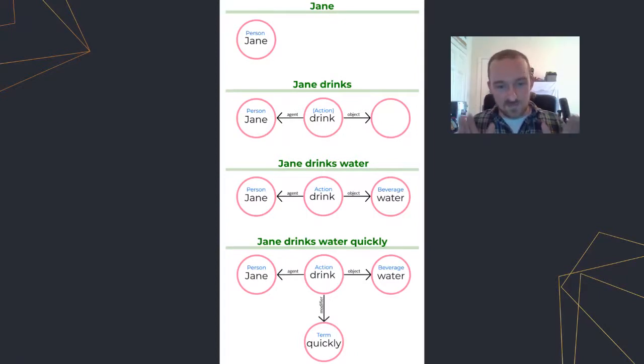When Jane drinks has been said, we know there's some action drinking, and the person Jane is the person doing this action. And we know there must be an object. They must be drinking soup or lemonade or something, but we don't know what that is, which is why there's a blank circle. Jane drinks water. We now know that this blank circle is in fact water. And Jane drinks water quickly. We know there's a modifier term to attach to this action.